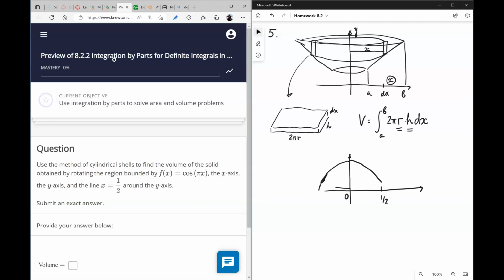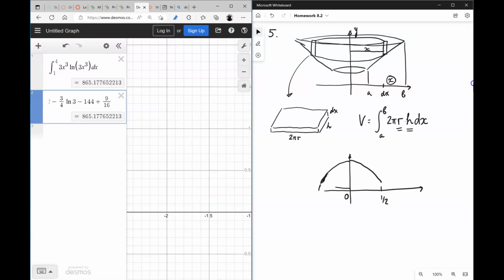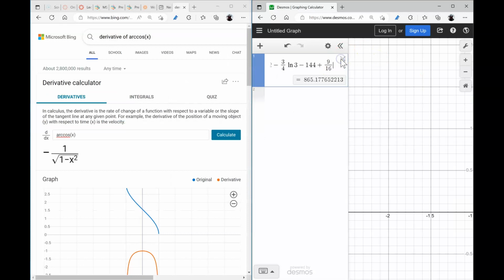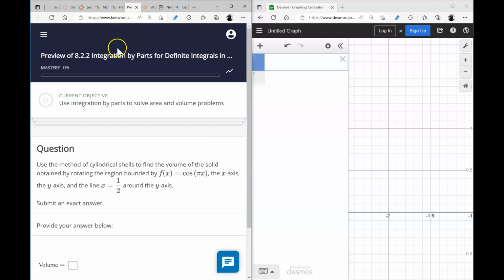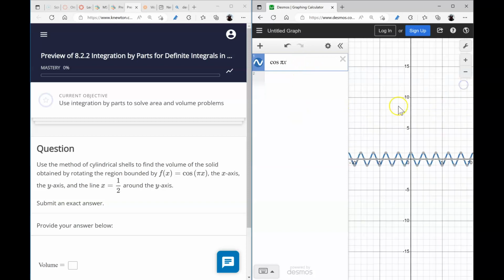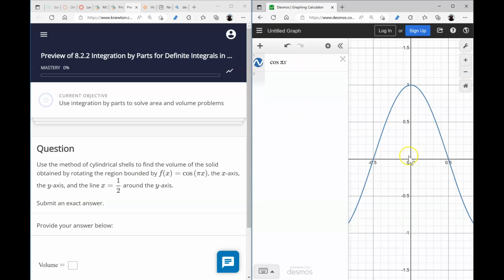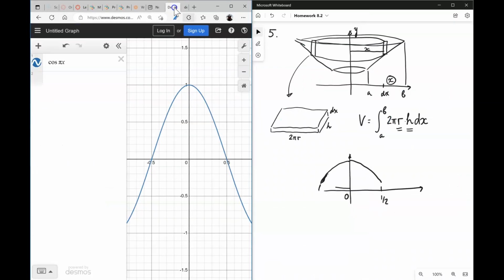I guess I need to see it, so let's take a look at Desmos. So we have cosine of pi x, looks like this, and x equals 1/2, so it's this part. Okay, got it. So kind of what I was imagining.